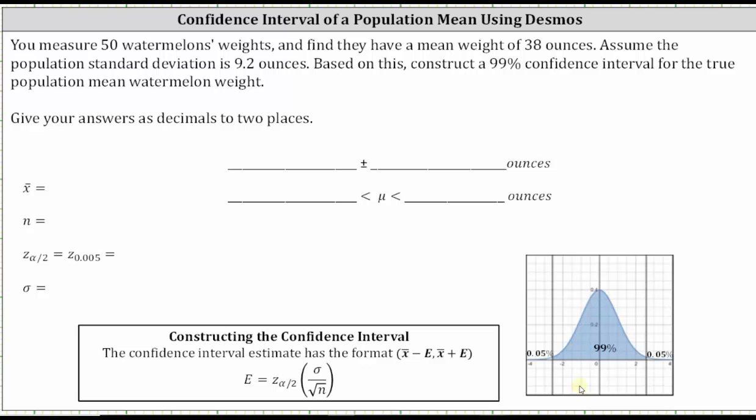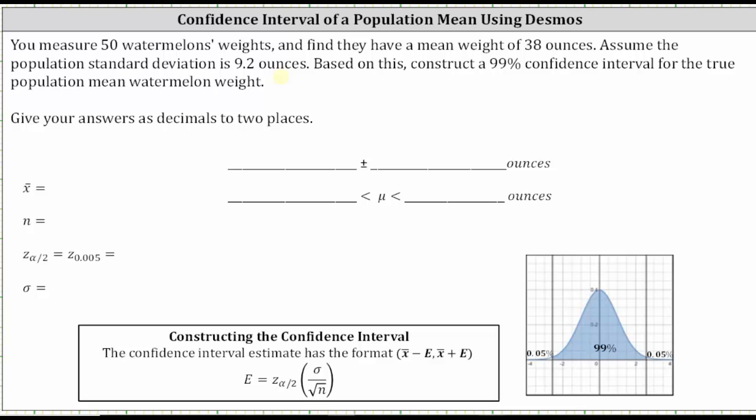This lesson will show how to use Desmos to calculate a confidence interval for a population mean with a known population standard deviation. You measure 50 watermelons' weights and find they have a mean weight of 38 ounces. Assume the population standard deviation is 9.2 ounces. Based on this, construct a 99% confidence interval for the true population mean watermelon weight.